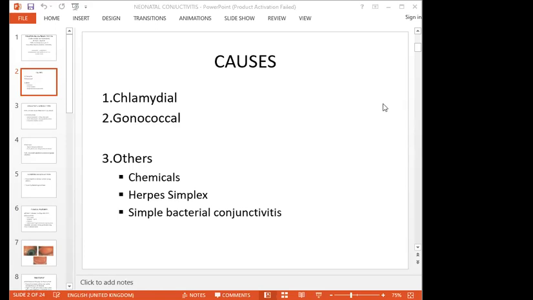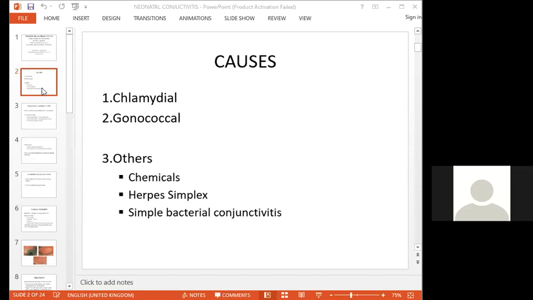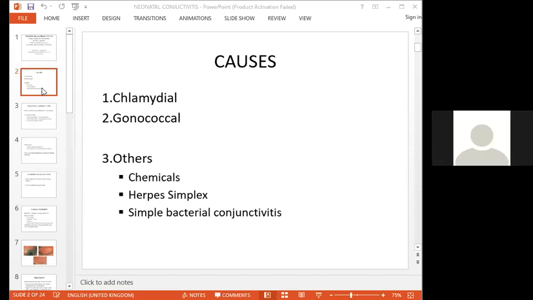Chlamydia and gonococcal, chemicals, herpes simplex, simple bacterial conjunctivitis. Gonococcal and chlamydia usually come through the birth canal of the mother as the child is being born. You find in the first few weeks, in fact days, they get this conjunctivitis. They've got it as they were coming out of the mother's womb.